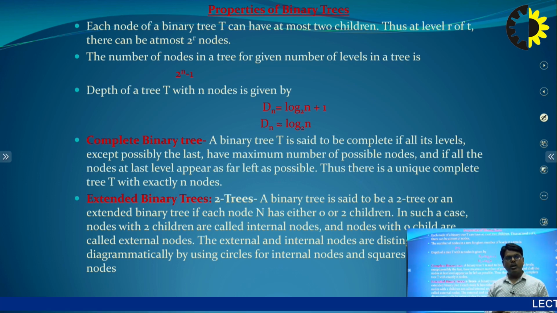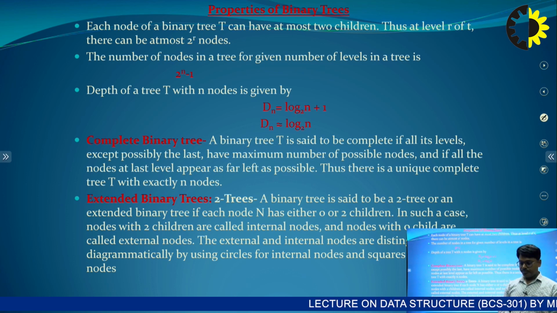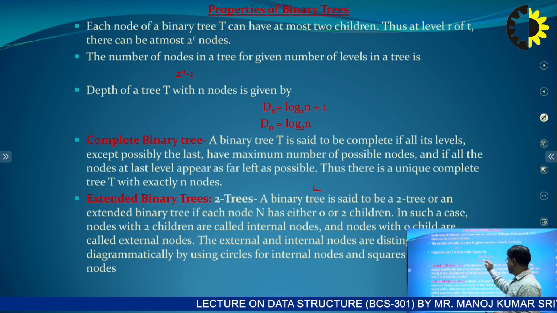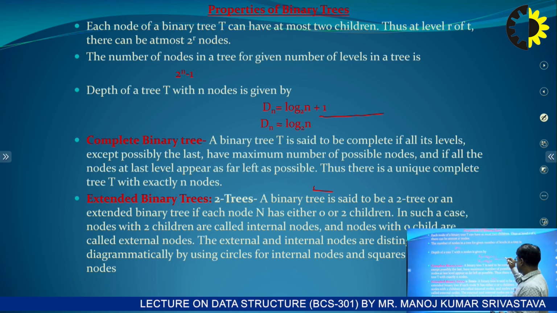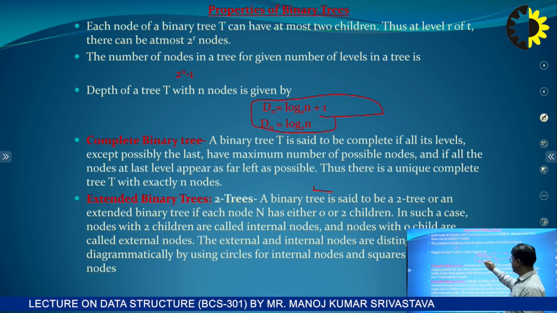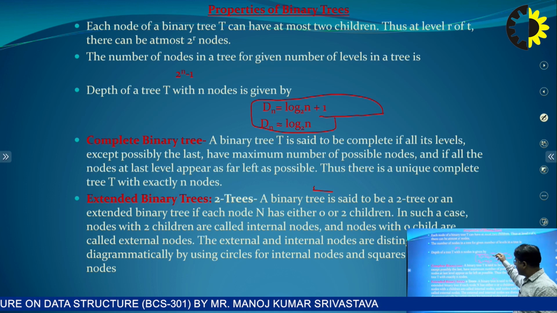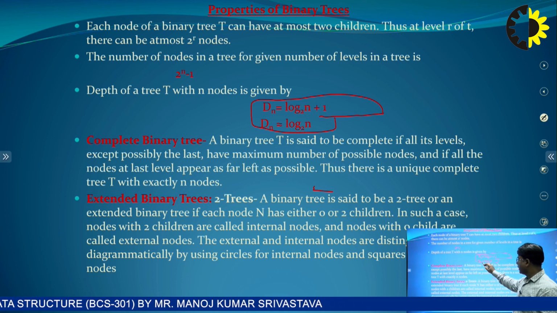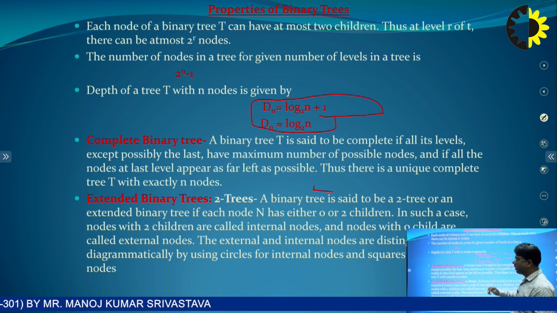What will be the depth? How are we going to find out the depth for a tree with n nodes? This can be given with the help of the formula Dn, which has been explained here. 2 formulas are given here. Dn is equal to log n base 2 plus 1, and Dn is approximately equivalent to log n base 2.